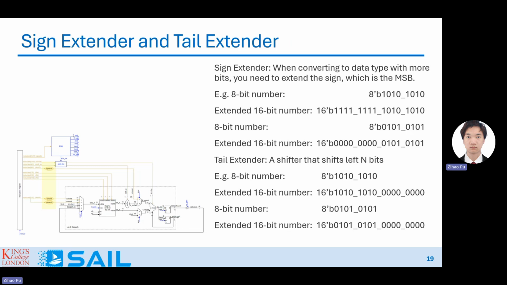In our CPU, we will have a sign extended IMM8, which sign extends 8-bit to 16-bit. And we also have sign extended IMM5, which extends a 5-bit number to a 16-bit number. Finally, we have a tail extender. The tail extender is basically shifting the 8-bit number left by 8 bits.